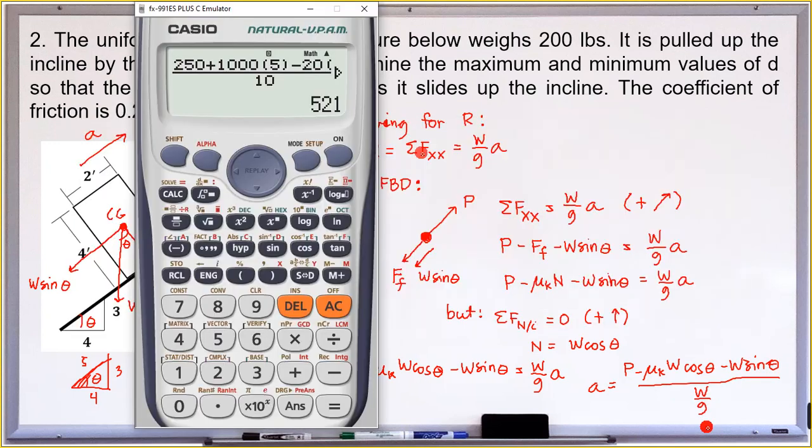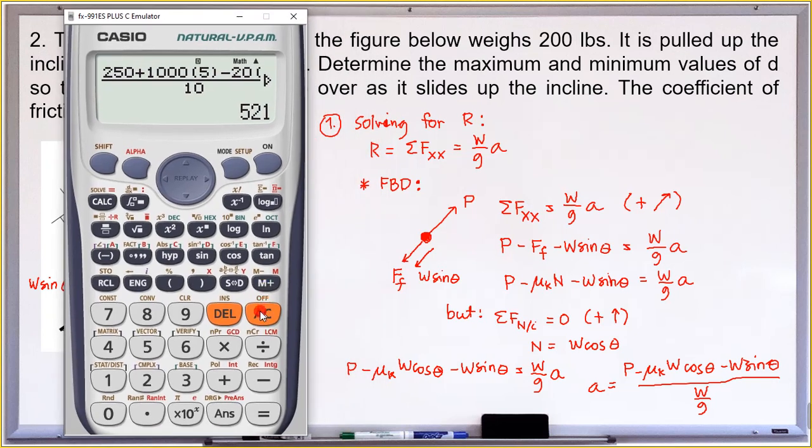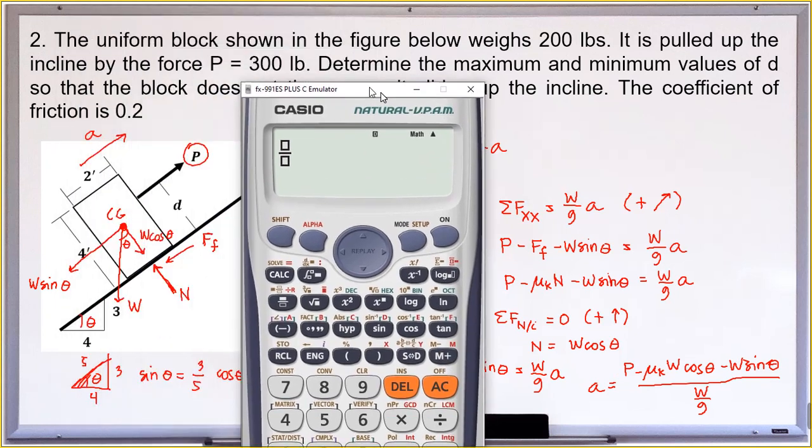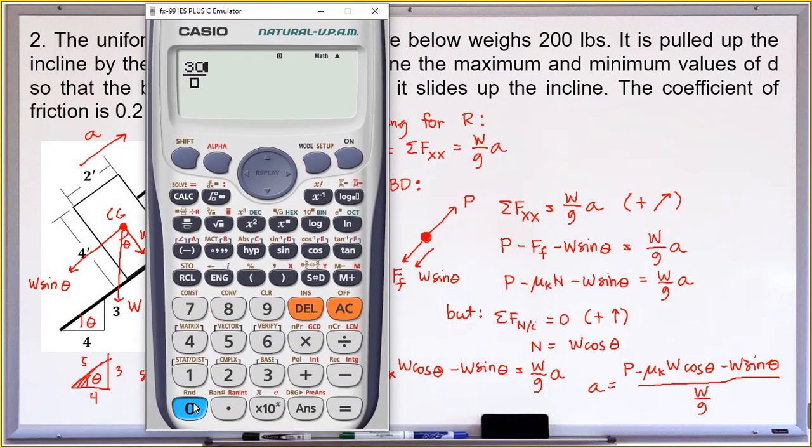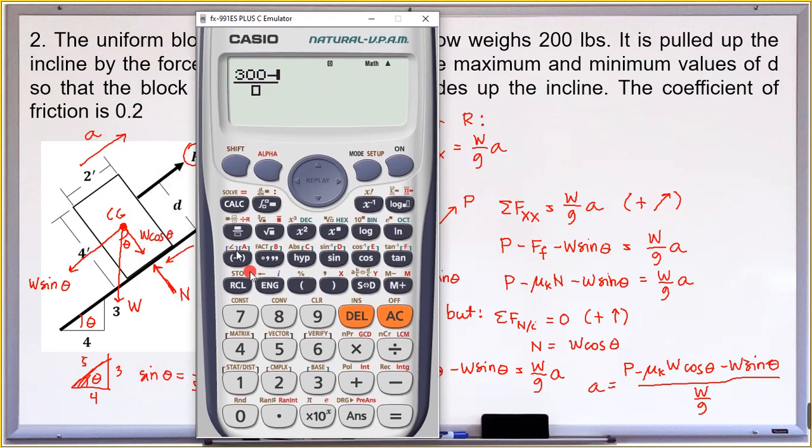So we just plug in the values, no? So we have P, our P is 300 pounds, given. So 300 pounds minus our coefficient of friction, this one, 0.2.